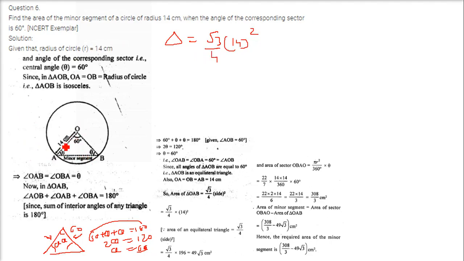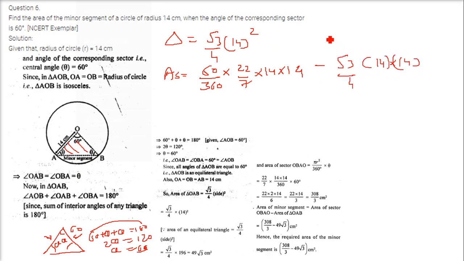Now let us find the area of the sector. We know the area of the sector is theta by 360 into pi r square. Theta we know is 60, so 60 by 360 into pi r square. Pi you can use as 22 by 7, r is 14 into 14. Now from this total sector, if we subtract this triangle, then we get the area of the minor segment. So you have to subtract root 3 by 4 into 14 square.